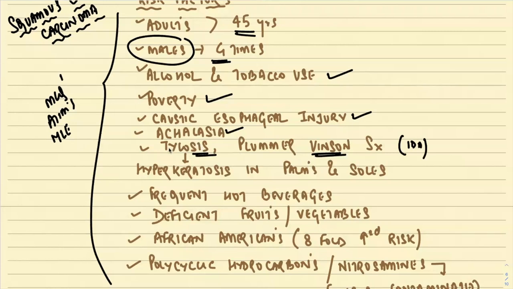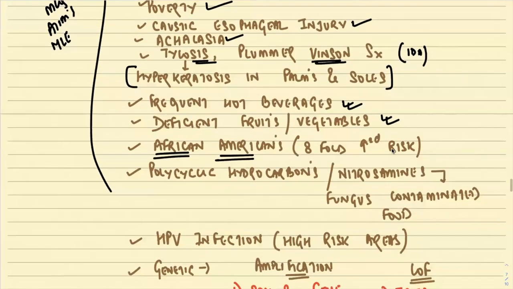Then there is tylosis syndrome, which is characterized by hyperkeratosis in the palms and soles. Other risk factors are frequent intake of hot beverages and a diet deficient in fruits and vegetables. There's an 8-fold increased risk of squamous cell carcinoma in African Americans. Also the intake of polycyclic hydrocarbons and nitrosamines, which are very predominant in packaged food. Sometimes packaged food goes bad and becomes fungus contaminated, which can increase the risk of development of squamous cell carcinoma.